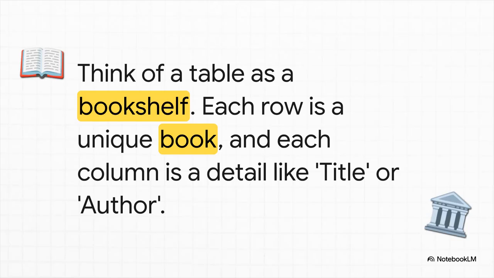Let's stick with our library analogy, because it works so well here. Think of this supplier table as a single bookshelf. Each row, that's a unique book, a supplier. And each column is like a detail you'd find on the cover: title, author, that kind of thing. It's just simple, clean, and organized.